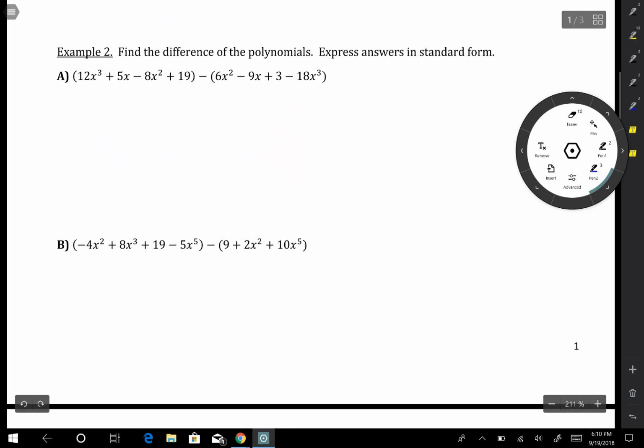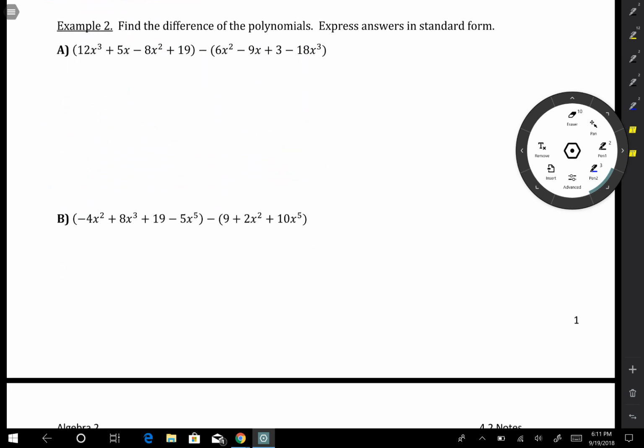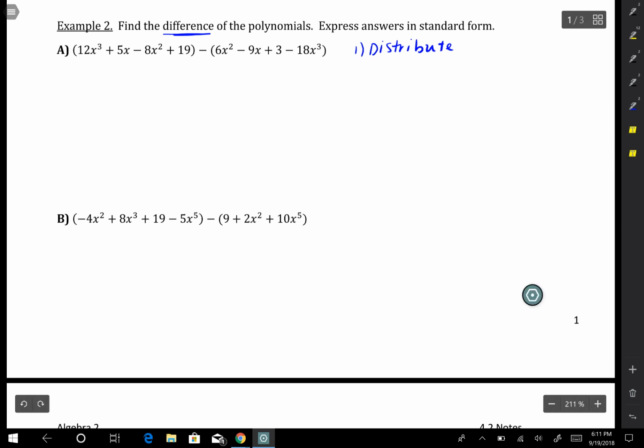Example 2. Find the difference of the polynomials, express answers in standard form. Of course, difference means subtraction. So when we subtract, it's basically the same thing as adding. However, we need to begin by distributing the negative sign into the polynomial that's being subtracted. And then after that, add like above.